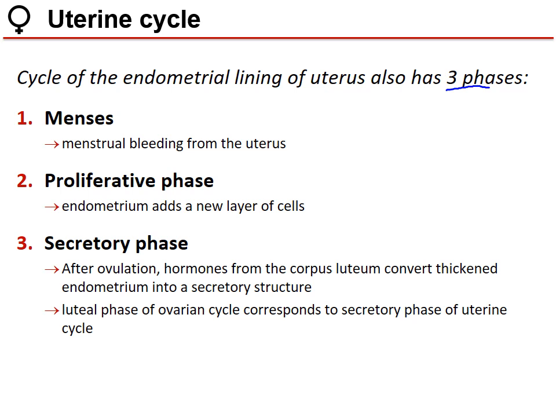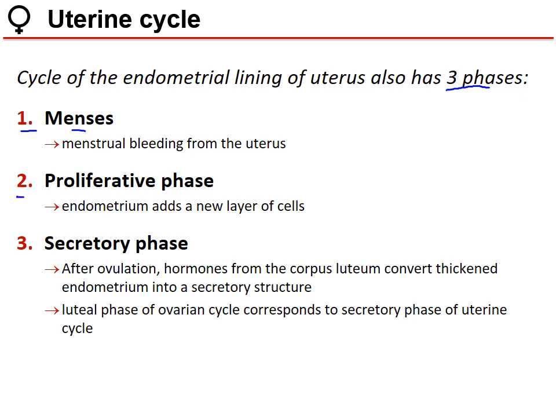So phase 1 of the uterine cycle is menses. During menses, menstrual bleeding from the uterus occurs, and menses corresponds to the very first or initial part of the follicular phase in the ovary.